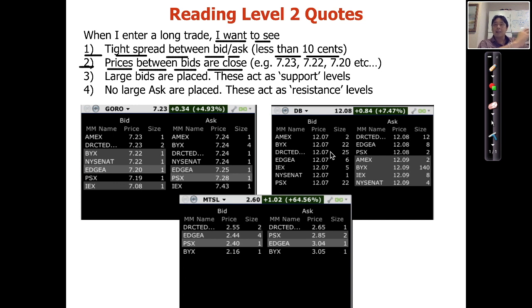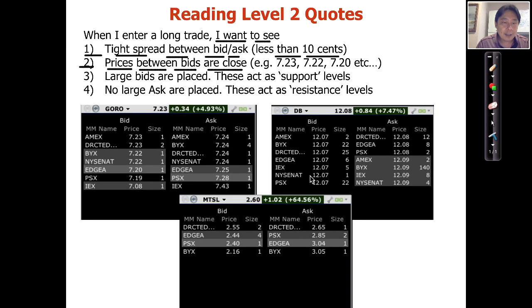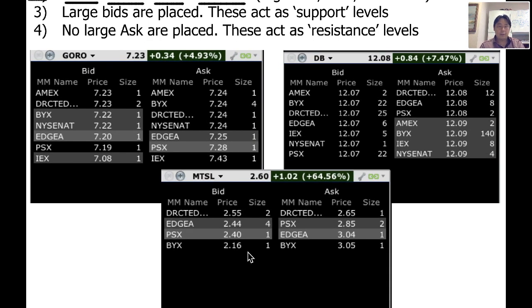With a lot of buyers, I'm assured that the price will not go down as easily, because all these buyers are holding the stock up. Make sense? All right. So I want to see something like this before I buy at 1207. I want to see many buyers that are holding the price up.